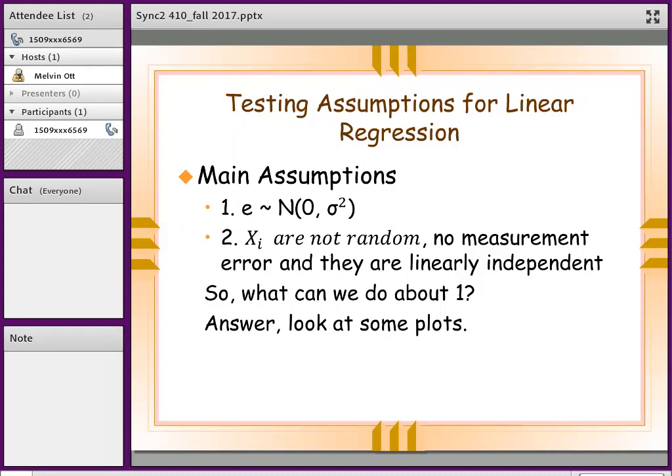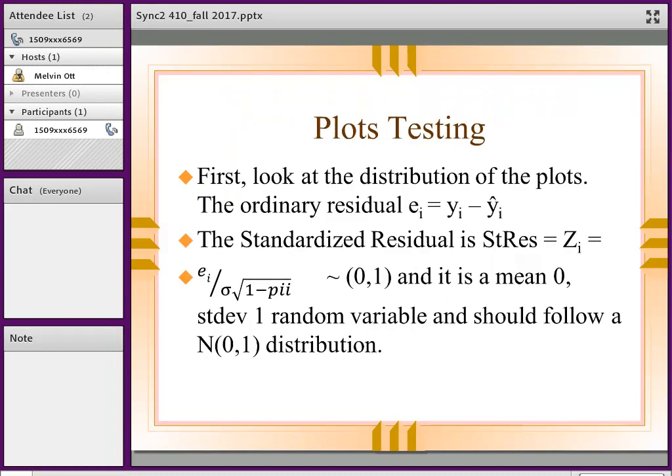So the question here is, what can we do about assumption number 1? And the answer is, well, we look at some plots that'll tell us about this. But first off, we need to look at the distribution of those residuals. The ordinary residual is the y sub i minus the y sub i hat, and those are the estimated values according to your linear regression or your linear model.